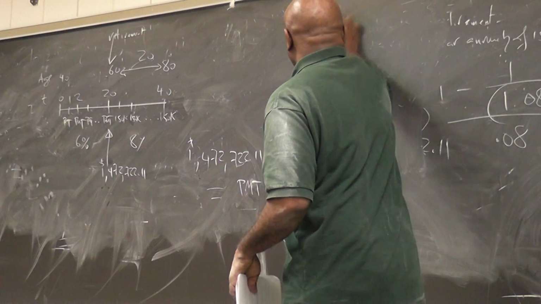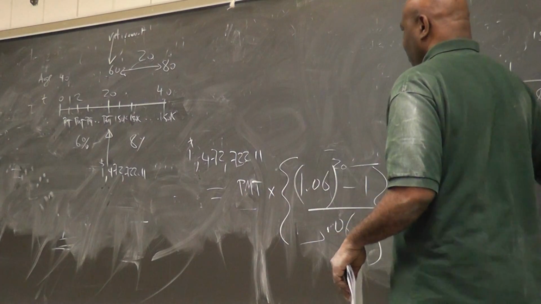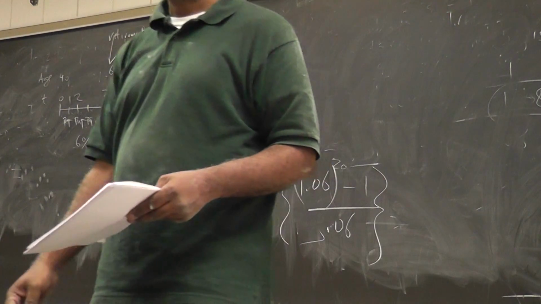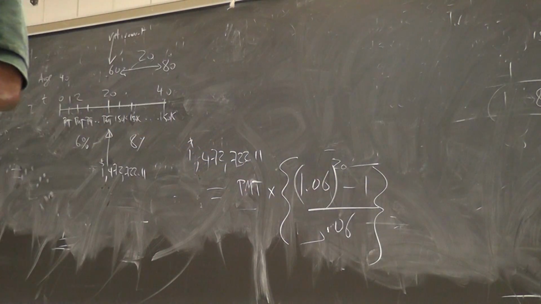I have a question for you. What if the uncle already had 15,000 saved up? Then you just put that in as present value. Very good. If the uncle already had 15,000 saved up, that would be under present value.